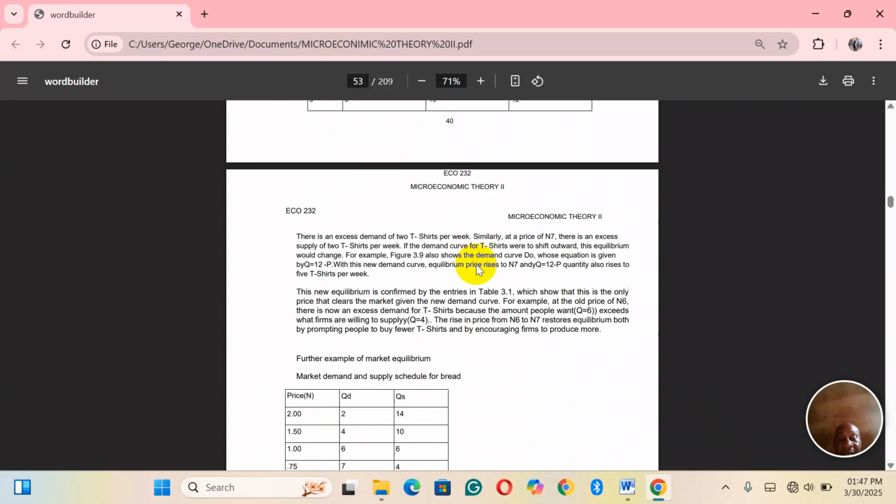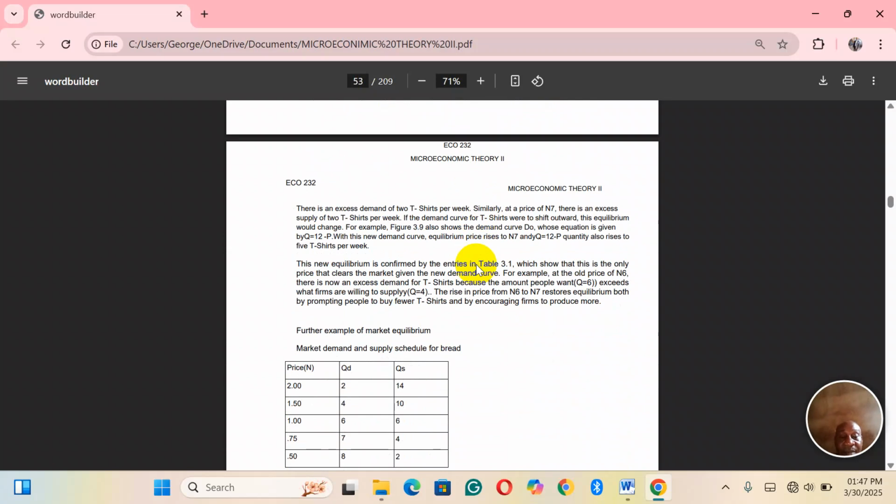And so we can see that there is an excess demand of 2 t-shirts per week. Similarly, at a price of 7, there's an excess supply of 2 t-shirts per week.